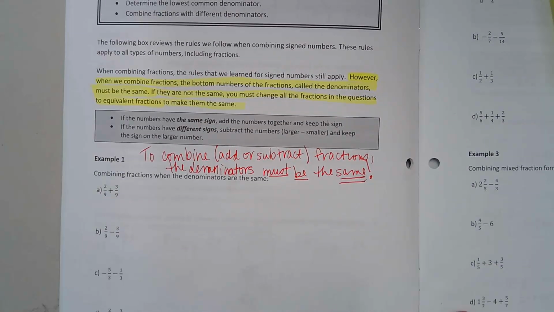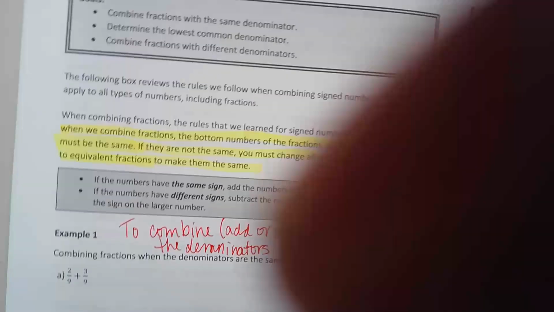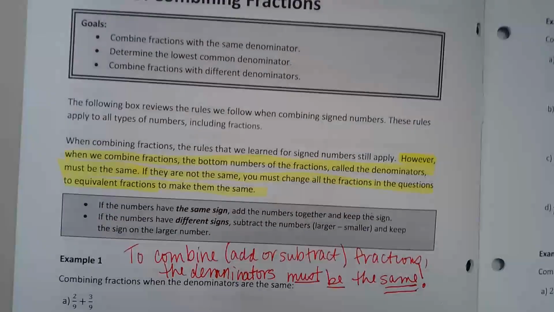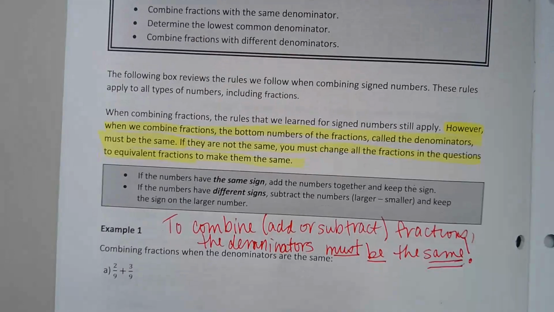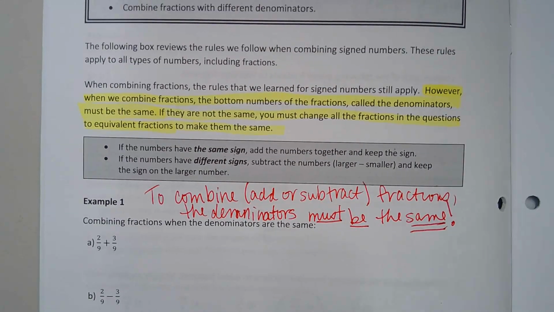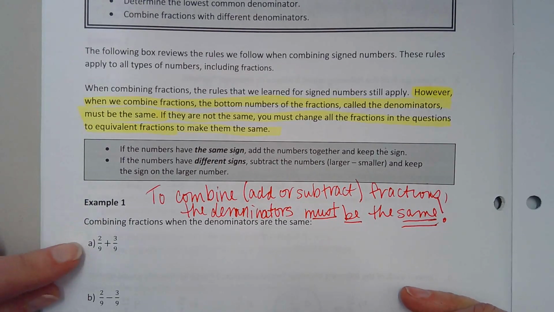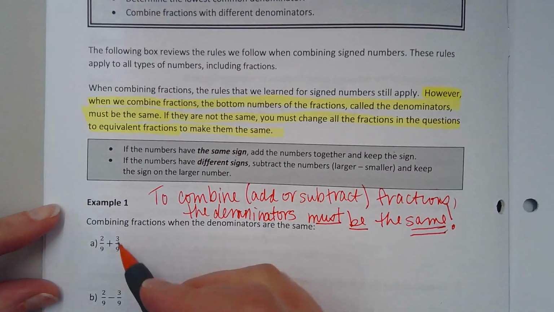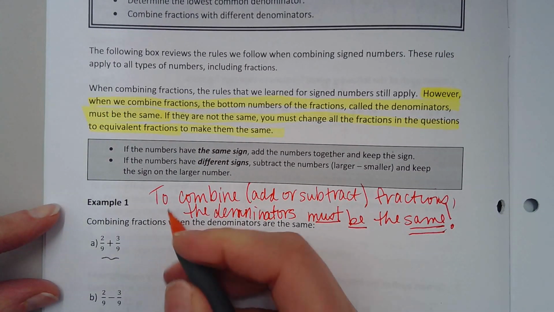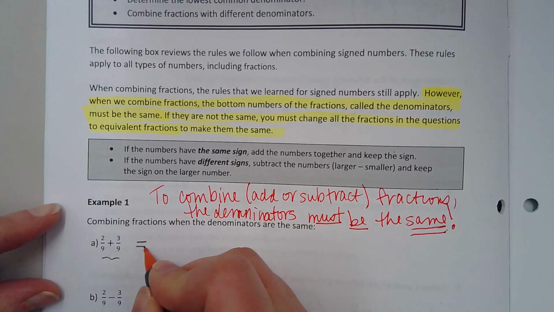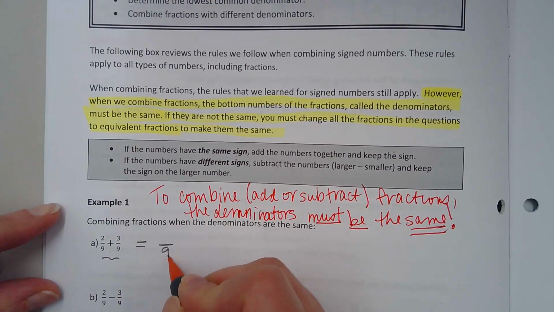All right, I'm just going to move this down to make it a bit bigger. If they are the same, adding fractions is a breeze, right? It's very easy. So let's take a look. I want you to add 2/9 plus 3/9. All right, the denominators are the same. So if they're the same, super easy. The denominator stays as a 9.